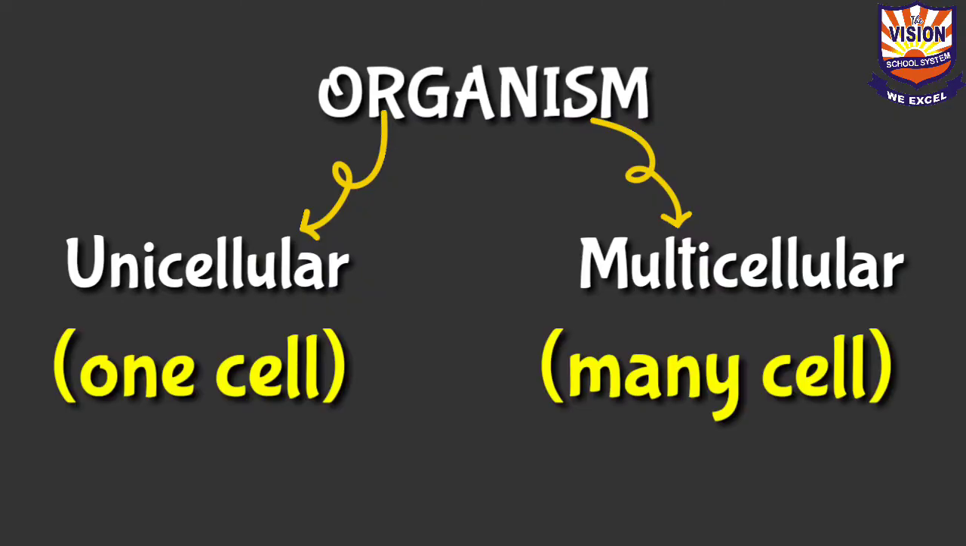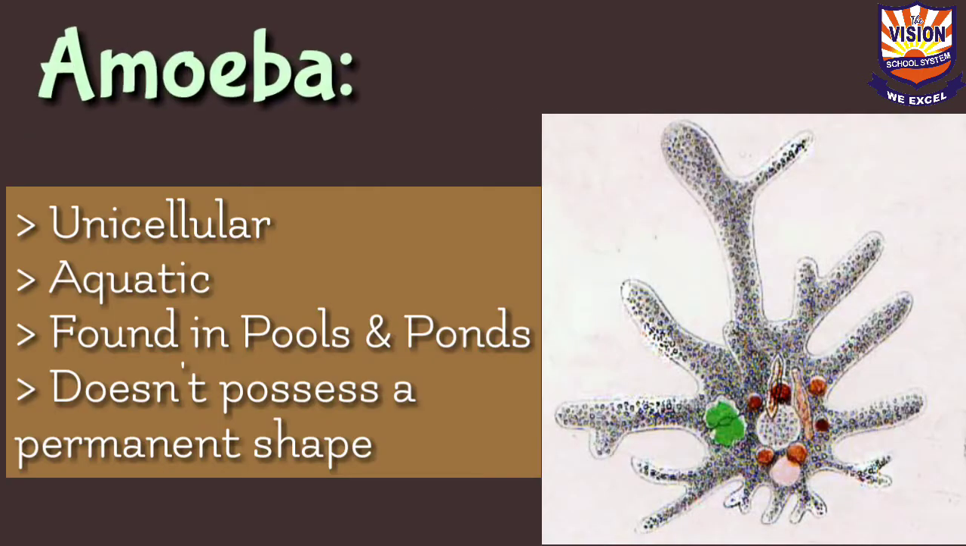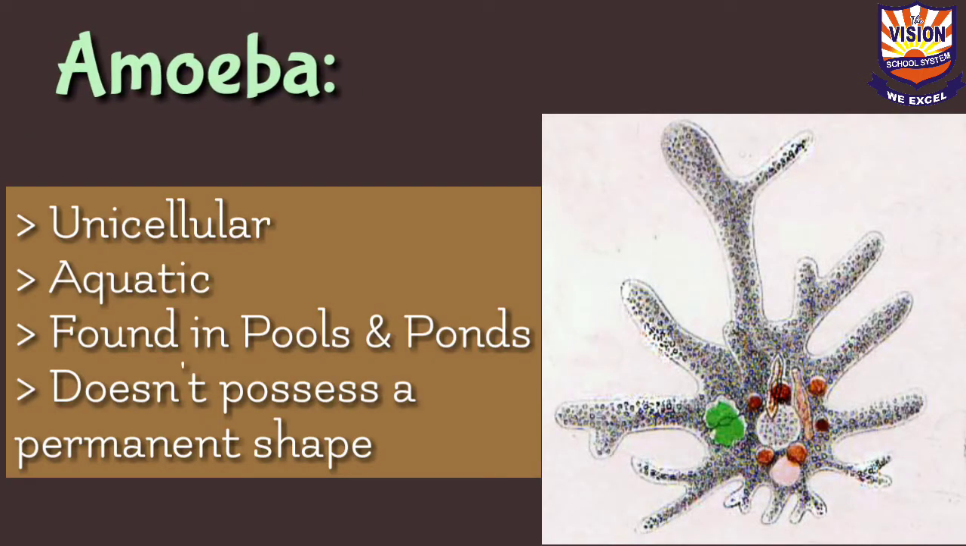In the previous videos, I have told you that organisms are divided into two categories, unicellular organisms or multicellular organisms. In this video, we will talk about the unicellular organism, which is made up of a single cell, for example, amoeba. So, what is an amoeba? Amoeba is a unicellular aquatic organism found in stagnant water, pools, and ponds. It is microscopic in size. It does not possess a permanent shape and keeps on changing its morphology. Let's see the internal structure of the amoeba.